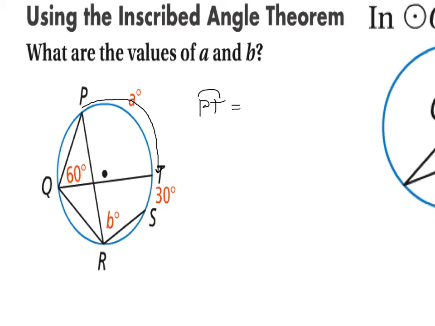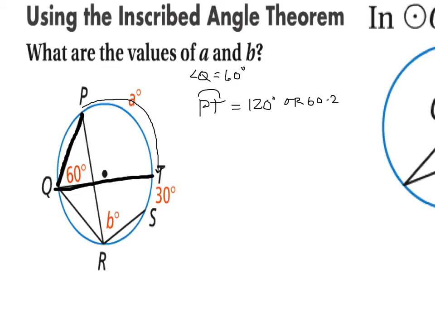Well, what creates arc PT? If you follow the point P down to the angle and point T down to the angle, you'll notice that this is angle Q. Well, angle Q is 60 degrees, and if the angle is 60 degrees, then the arc is what we call double that. So in this case, the arc PT, or A degrees, is going to be 120 degrees, or 60 times 2.